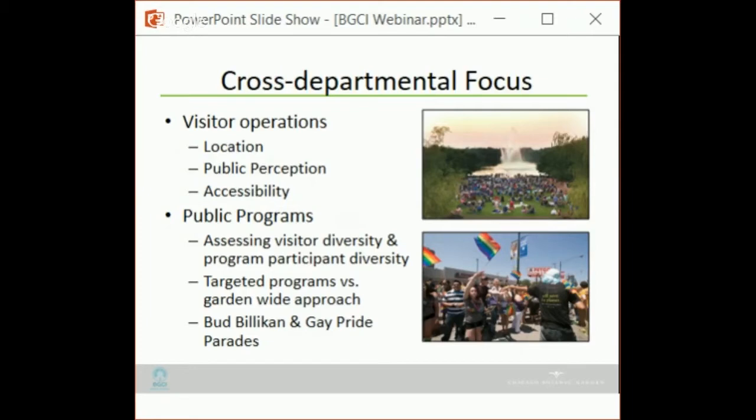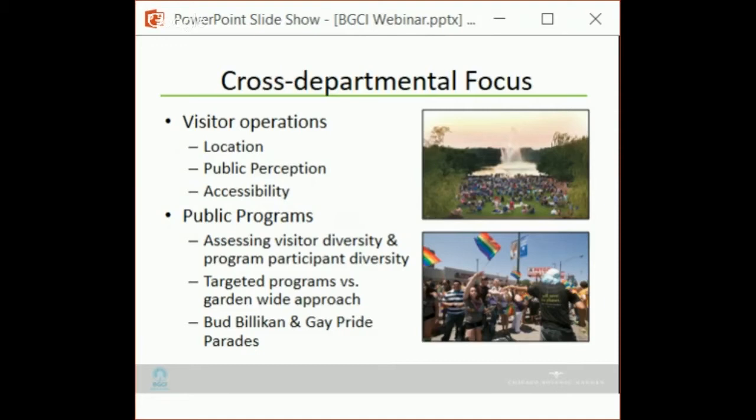So we're also working to be inclusive in our public programs and visitor operations to make sure that everyone feels welcome at the garden. And we have work to do here too. In terms of visitor operations, we have a challenge, as I mentioned earlier, simply because of our location. We're not easy to get to without a car, though you can. And we're in a rich suburb, so a lot of people have the perception that we're exclusive.